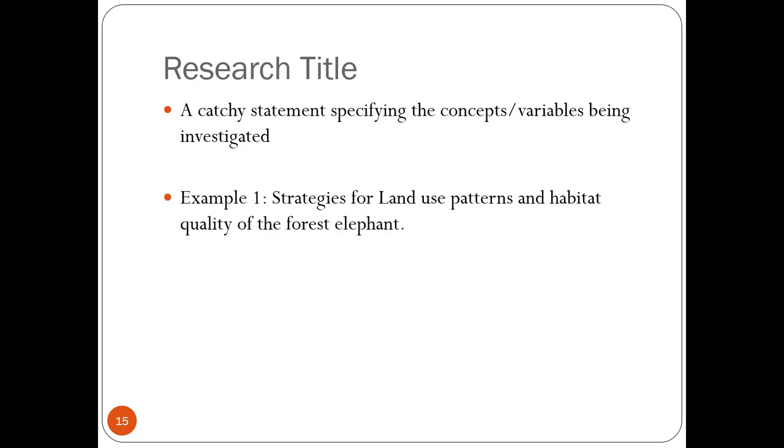So this is an example of a research title: strategies for land use pattern and habitat quality of the forest elephant. You can see that this one has highlighted some variables. It says strategies for land use pattern, and you're going to look at the strategy for land use pattern on what? The habitat quality of the forest elephant. So there are two variables here that have to be handled. We are looking at how land use is being practiced, or the strategies for that, and after doing that, you must see whether it has some implication on the habitat quality of the forest elephant. So you see there are two things you can measure.